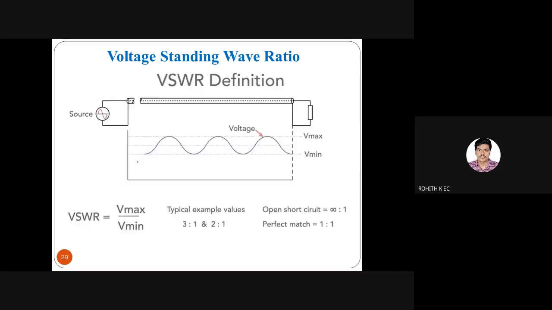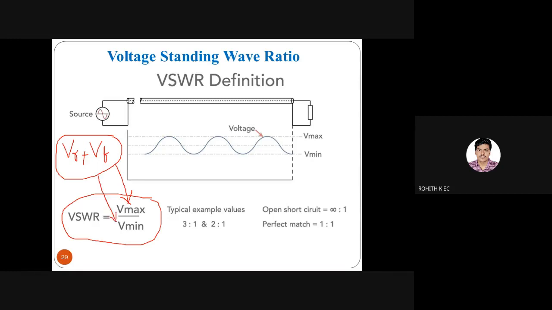the output received. Okay, so thus VSWR comes into picture, and VSWR, one of the standard equations is the ratio of Vmax by Vmin. Now, what is this Vmax and Vmin? As I've already told you, you have a standing wave, which is the summation of reflected wave and forward wave. This standing wave will have a maximum amplitude, that is referred to as Vmax, and the minimum amplitude associated with this resultant wave is referred to as Vmin, and the ratio of these two will give us VSWR, and this is one of the actual definitions, right?